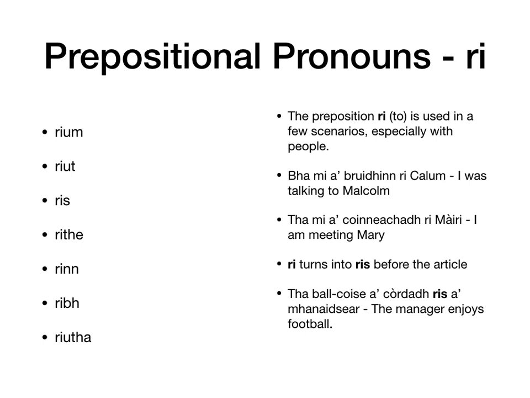So again, if you look on the left-hand side, the prepositional pronouns follow the same pattern as always, the mi, u, e, I, sin, shiv, iad pattern. And in this case, it goes rum, rucht, rish, ria, rein, raiv, rua. Repeat that after me. Rum, rucht, rish, ria, rein, raiv, rua.